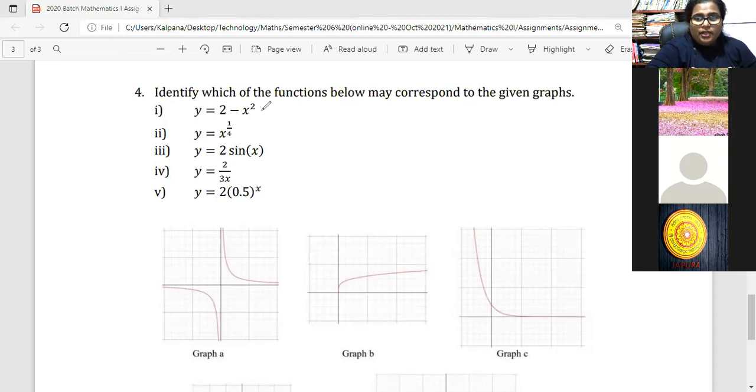Next, we can say it has a maximum because it has a negative coefficient in front of the x squared term.